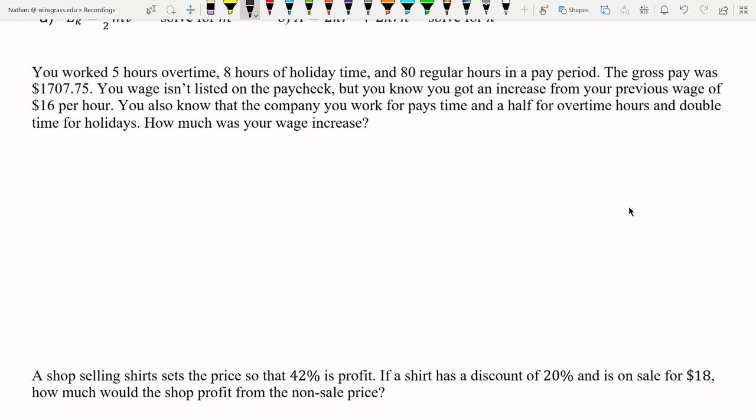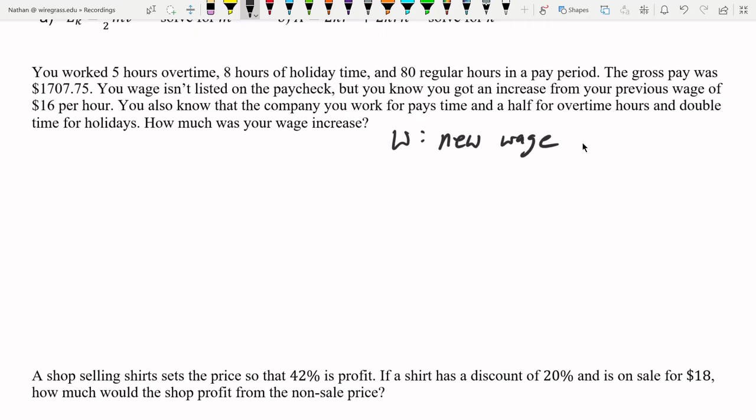I don't need specifically the wage increase. I could write it like this, right? 16 plus W, where W would be the wage increase. I'm not going to write it like that because I know I need to take 16 off of whatever wage increase. It's going to be easier to think of it as W being the new wage. And then after we find W, then we can calculate the wage increase.